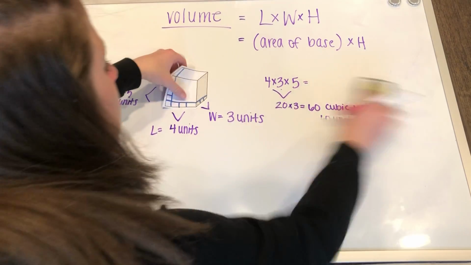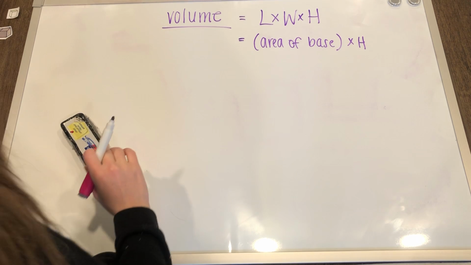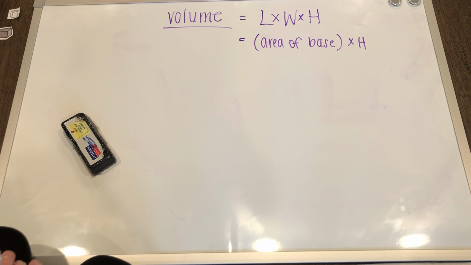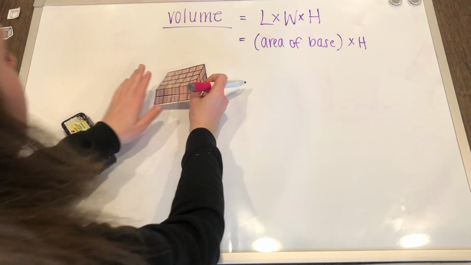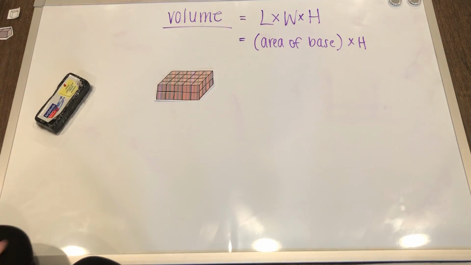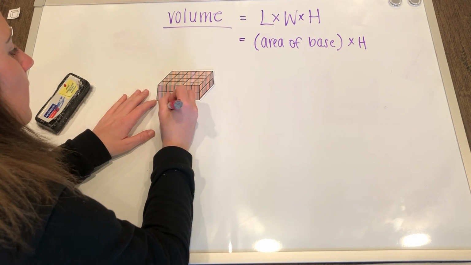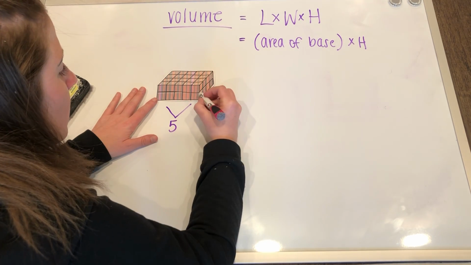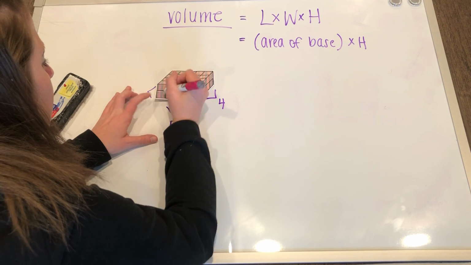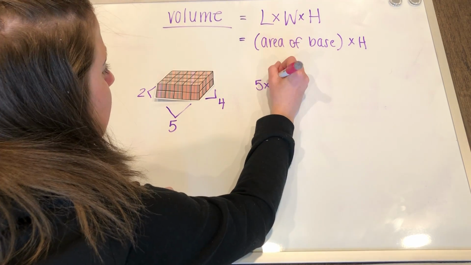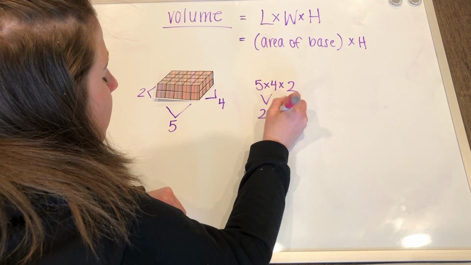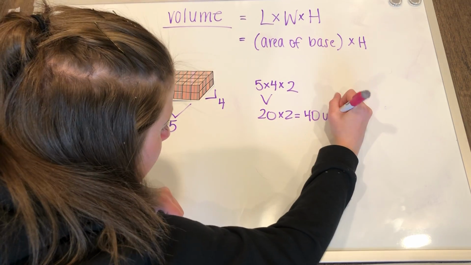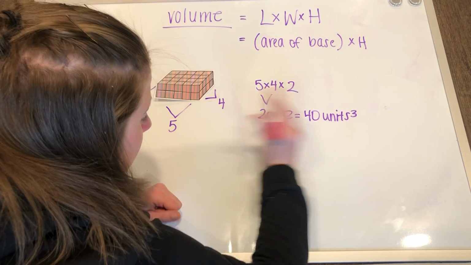So now let's do a few examples. All right, so let's first start off with this example. All right, so we have to find length, width, and height. Length, 1, 2, 3, 4, 5. Width, 1, 2, 3, 4. And height, 1, 2. 5 times 4 times 2. Well, 5 times 4 is 20, times 2 is 40 units cubed, or cubic units.